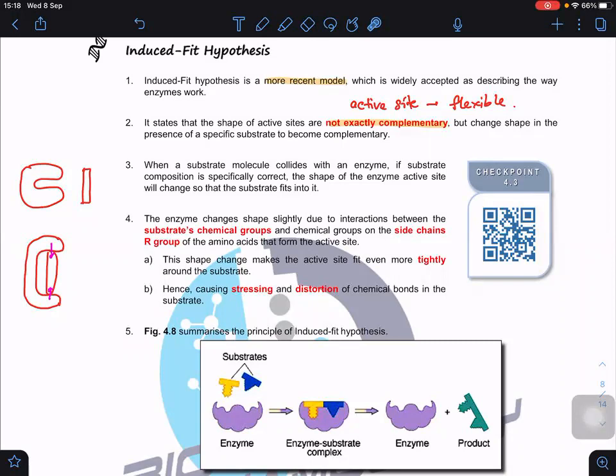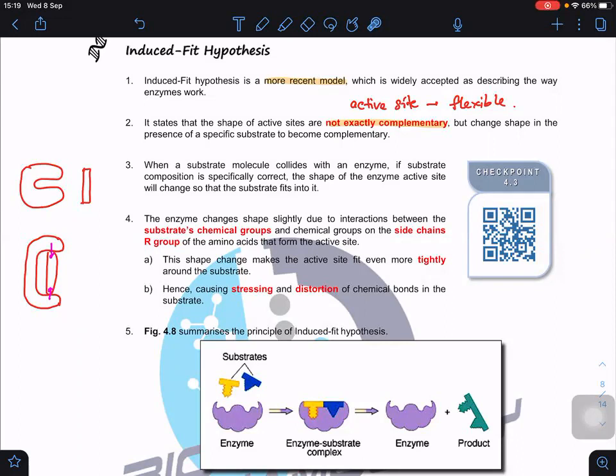The induced fit model explains the process of catalysis compared to the lock and key model. So the induced fit model is currently a more acceptable model compared to lock and key, because lock and key cannot explain how the enzyme catalyzes the reaction and how the enzyme lowers the activation energy. But the induced fit hypothesis can tell us, because of the change of shape, right? It's something like a rubber band. When you pull the rubber band and release it, it returns back. Correct or not? Same goes for the enzyme active site.